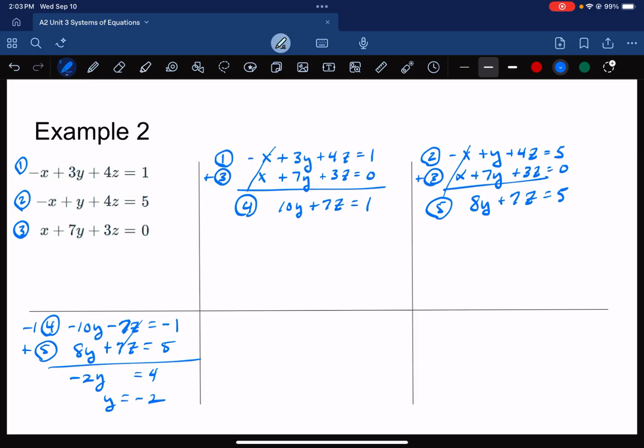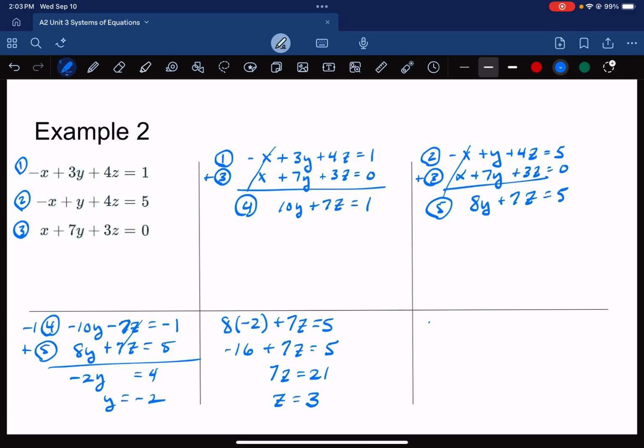So, plug negative 2 back in. I'll take this 8y, 8 times y, plus 7z equals 5. That's negative 16 plus 7z equals 5. Add 16 and divide, and we get z to be 3.